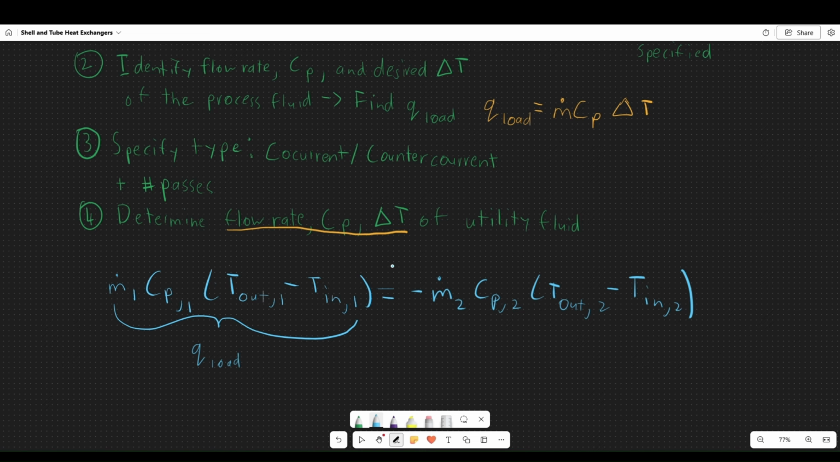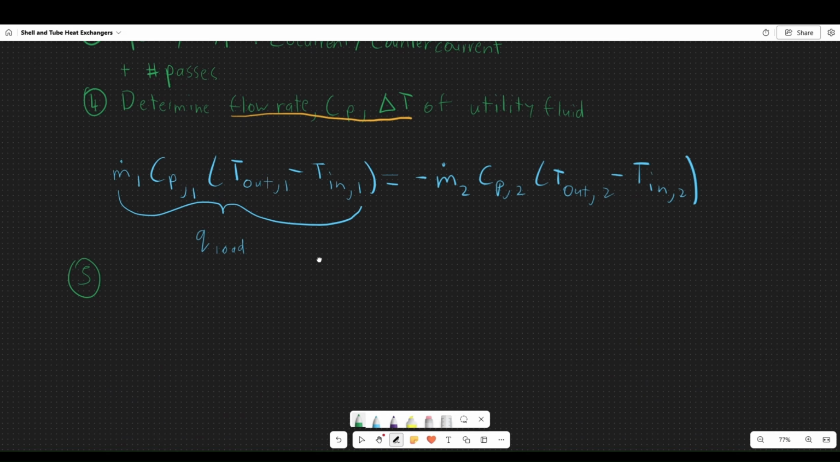This is our known. And what we can do is solve for any one of these variables. We can figure out, okay, what's the delta T, the change in the utility fluid, and then what's the flow rate, maybe, if we already know what one of these is specified as, etc. So that's the next step. And then based on that, step 5, what you want to do is identify, or sometimes you might be asked to calculate, the K and H for each surface.